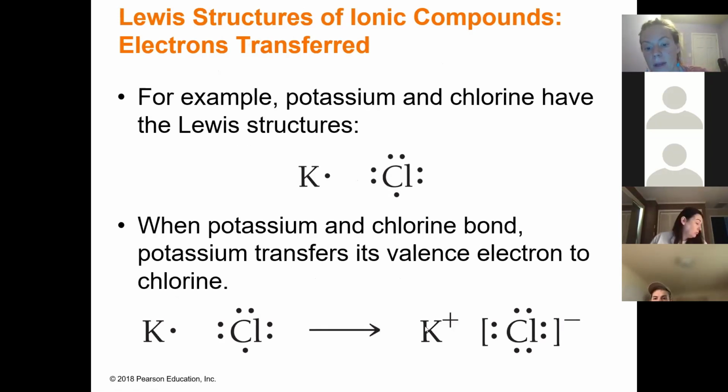Again, I think this is a little bit overkill, doing it with a Lewis structure, but let's check it out. So here's potassium, and potassium is in column 1, so it has 1 valence electron. Chlorine is in column 7, so it has 7 valence electrons. So what happens is this single electron from the potassium gets moved over to the chlorine.